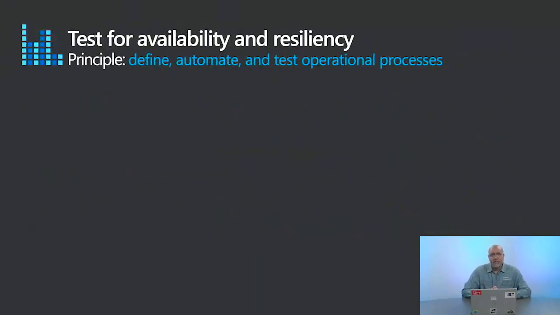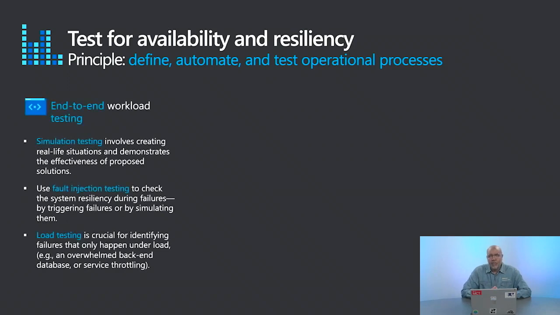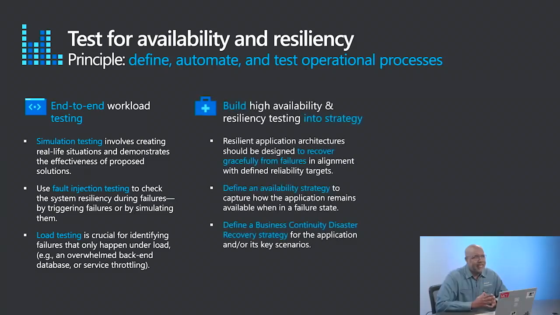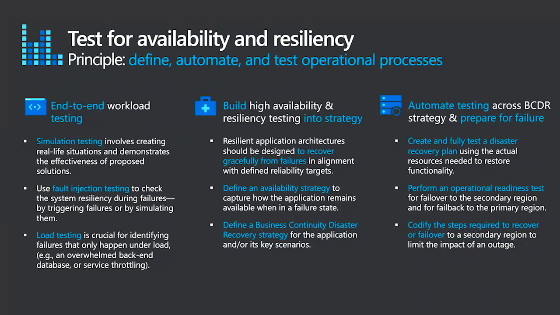Let's talk next about the reliability principle. Define, automate, and test operational processes. Operational processes for application development, in other words, roll forward and roll back, should be defined, sufficiently automated, and tested to help ensure alignment with reliability targets. Testing, responding to failure, and backup and disaster recovery is key to this principle, to defining, automating, and testing operational processes. So looking at it from the end-to-end workload testing, you want to incorporate and do all kinds of testing.